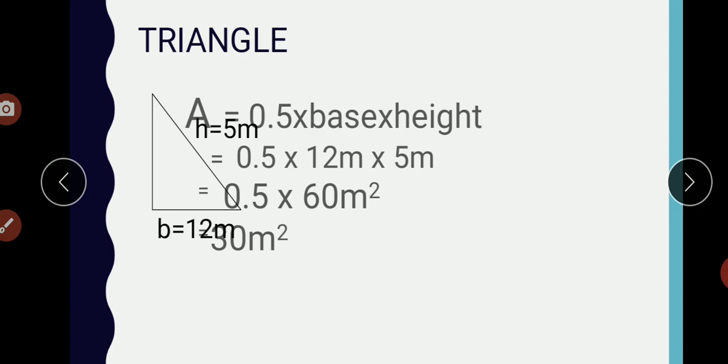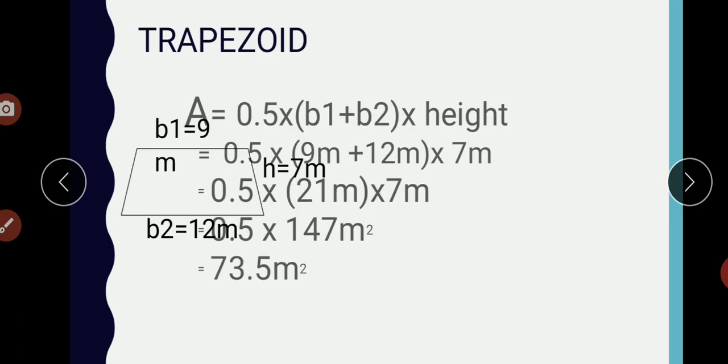0.5, or 1 half, times base times height. So if our height here is 5 meters and the base is 12 meters, just multiply 0.5 times 12 meters times 5 meters. 12 times 5 meters is 60 meters squared, times 0.5 will give us a 30 meters squared area if the shape is a triangle. How about if it's a trapezoid?